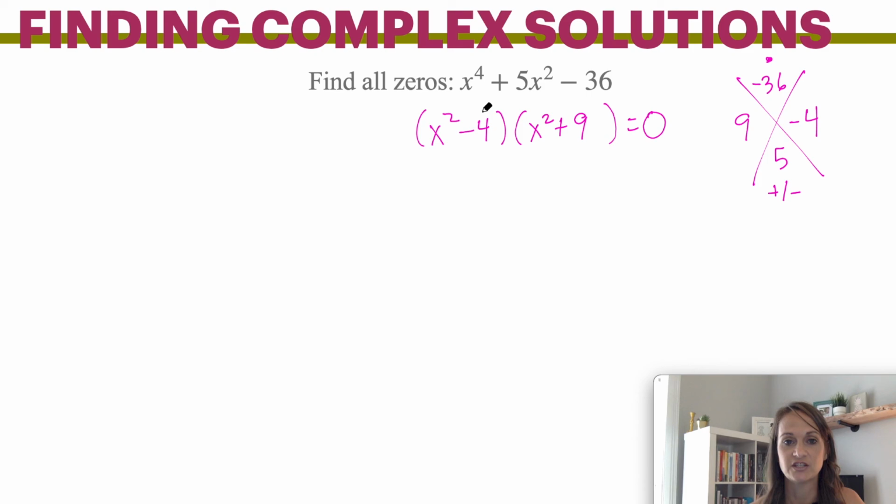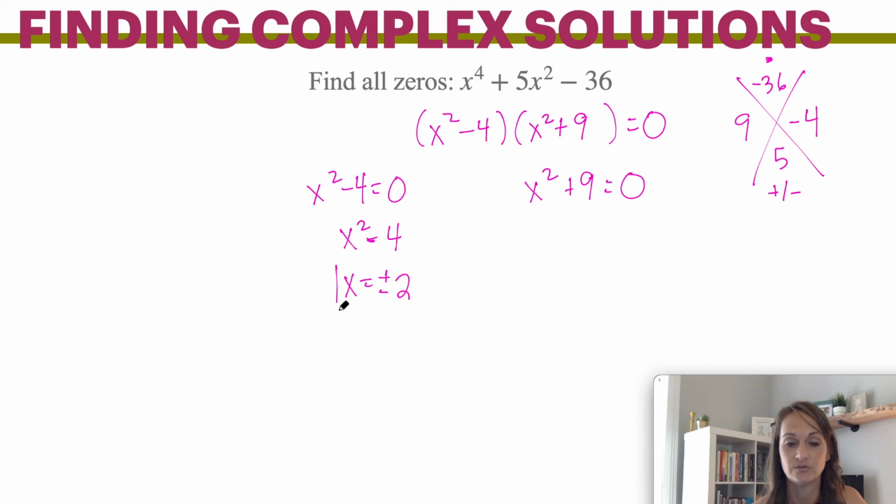So this actually factors, and you could solve both of them. x squared minus 4 equals 0, and on this side x squared plus 9 equals 0. So you would add 4 to both sides and get 4. Take the square root and you'll get plus or minus 2. So you know that 2 and negative 2 are going to be two of your zeros.